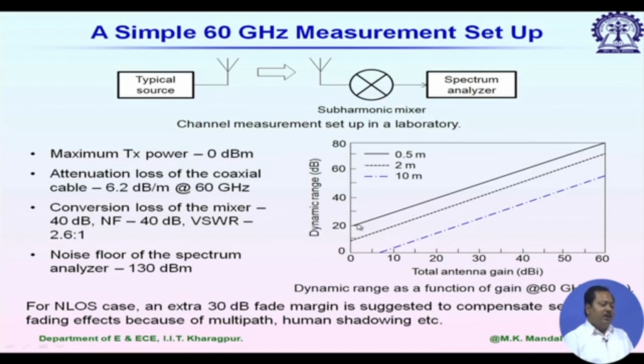Now, obviously, if we decrease the distance, let us say to 0.5 meter, in that case we have some dynamic range even for 0 dBi gain, and if I increase the antenna gain, then the dynamic range increases. So, when we are going for any measurement for any antenna or any other thing, we also have to keep in mind the SNR, because the dynamic range also depends on the SNR of the receiver.